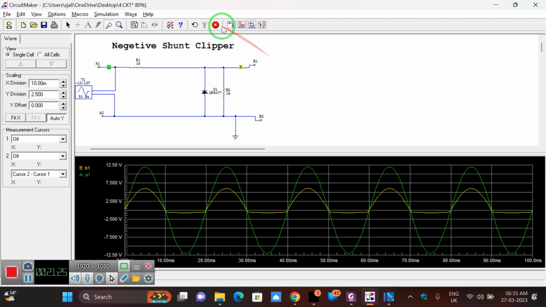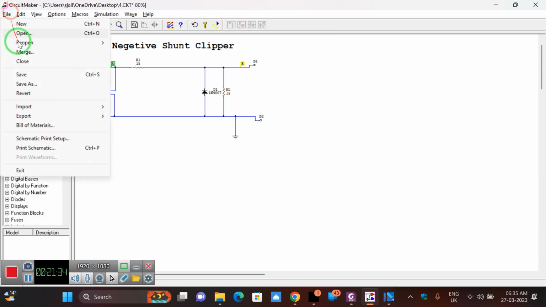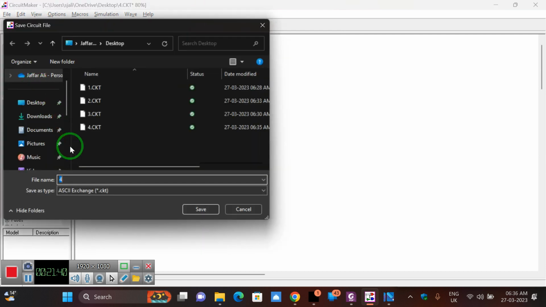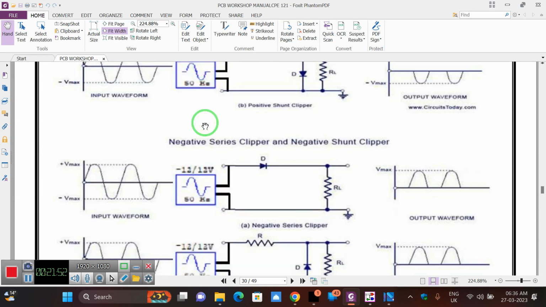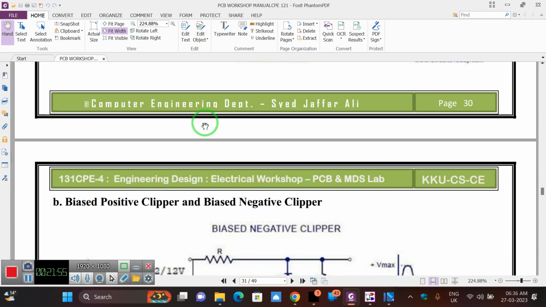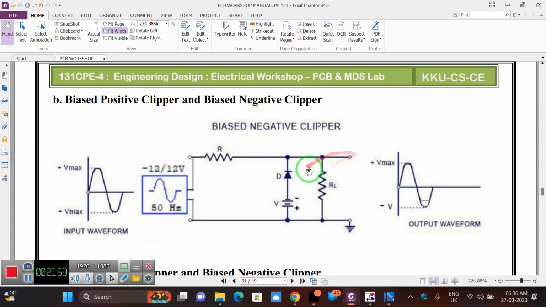Now 3 circuits are left out, as given here. We can go to the circuit number 5. We can save it, save as circuit number 5. You can save. Now in this, what is the circuit? You can check here. Circuit number 5, negative series we finished, negative shunt we finished, biased negative clipper. Positive also you can do, but here we will do the negative biased only, because bias is like a negative side or positive side.